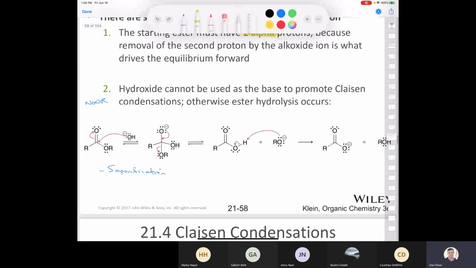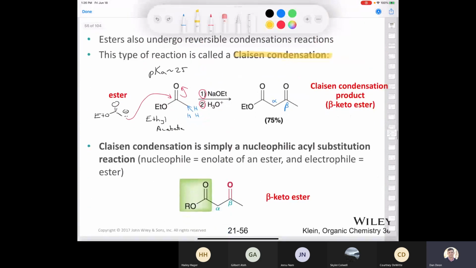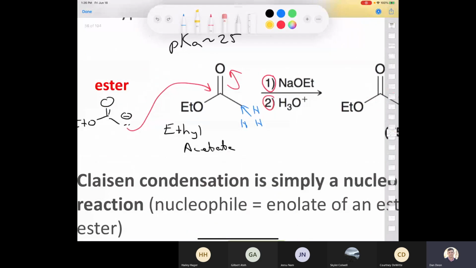So again, if we go back here, if you're confused about that, if you're like, what does he mean by that exactly? It's simply this. You see how the OR group of the ester here is ethyl? This is an ethyl ester. That means you have to use ethoxide. If it was OMe, if it was a methyl ester, then you'd have to use methoxide. That's all it means, okay?